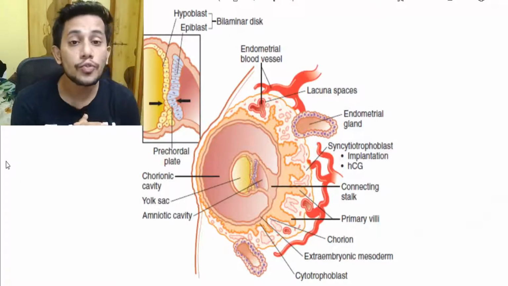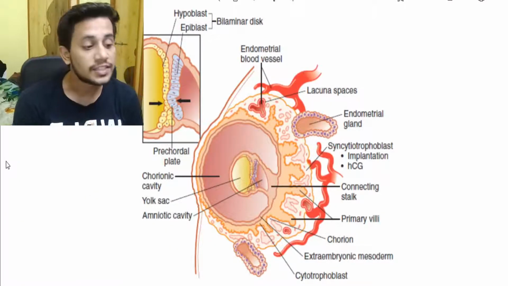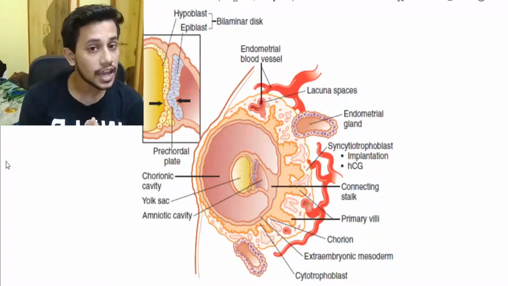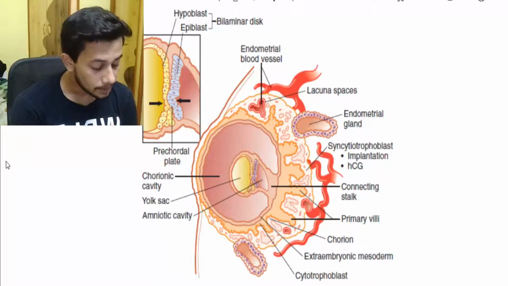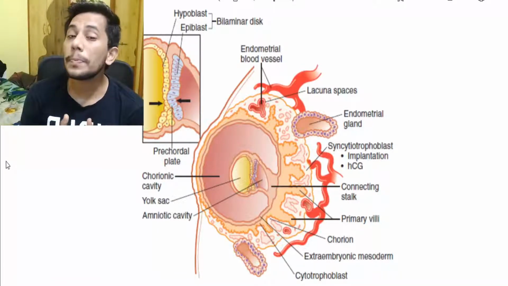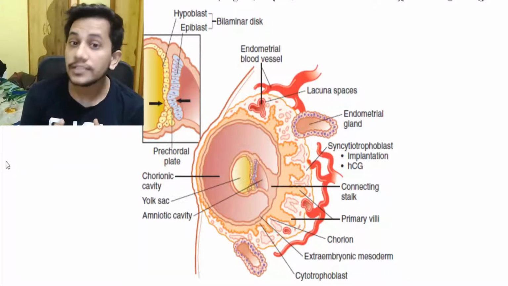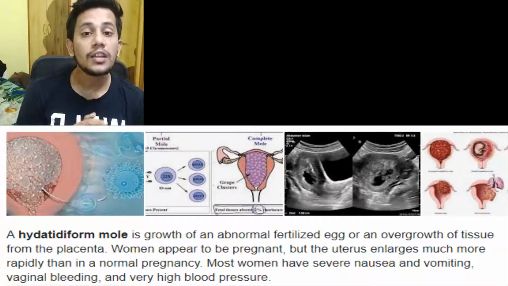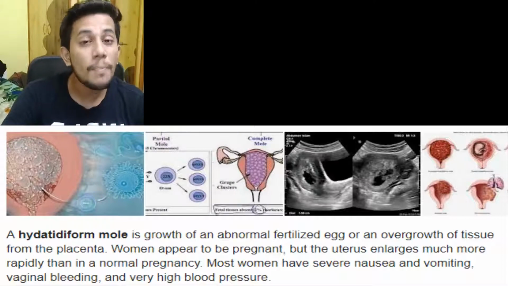But what would a low level of HCG mean? It would mean either the mother is having a miscarriage, or the mother is going to have an ectopic pregnancy, which again we discussed in chapter number 2. Now a higher level of HCG would mean either the mother is having multiple pregnancies, which would mean twins or that, or the mother has a hydatidiform mole.